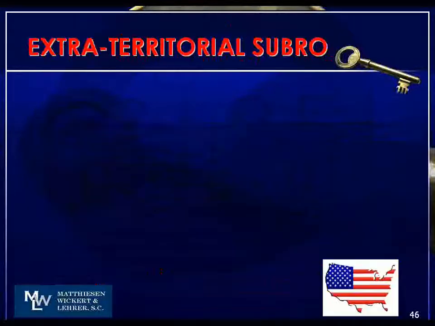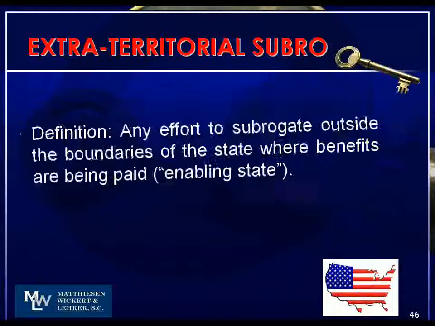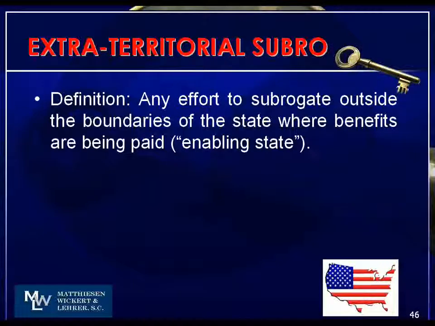Now, real quickly, extraterritorial subrogation I mentioned earlier. You may have situations where injuries occur in one state and the lawsuit is filed in that state, but benefits are paid under the laws of another state. Extraterritorial subrogation is basically any effort to subrogate outside the boundaries of the state where the benefits are being paid.